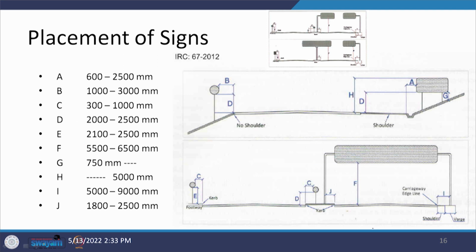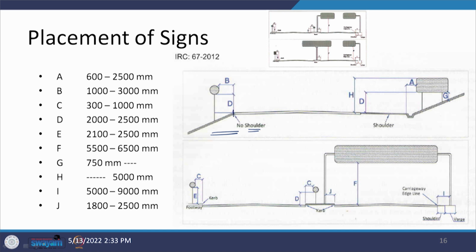Now, if we look at this particular diagram, what you find is that the signs have been shown, how they are being placed at different locations under different conditions, and what the distances are which need to be maintained laterally as well as vertically. Say this situation is a fill condition, a road being constructed on an embankment, but there is no shoulder.